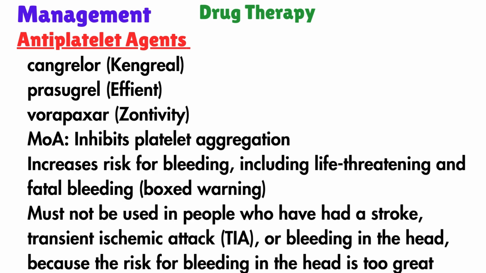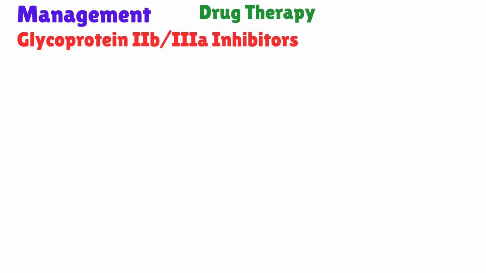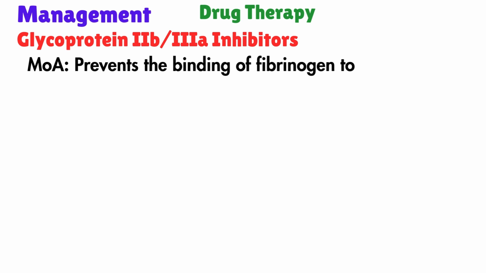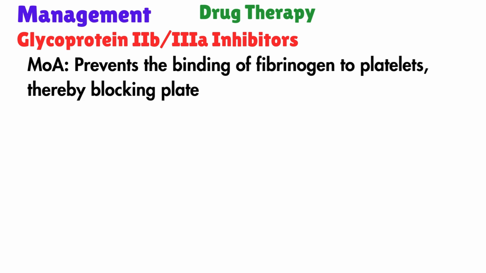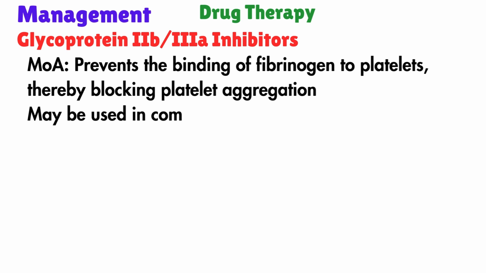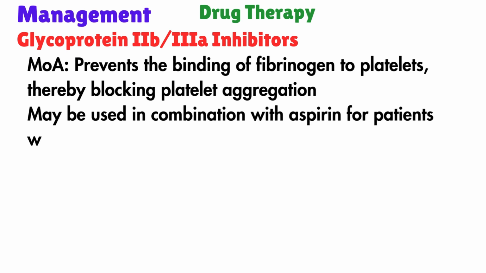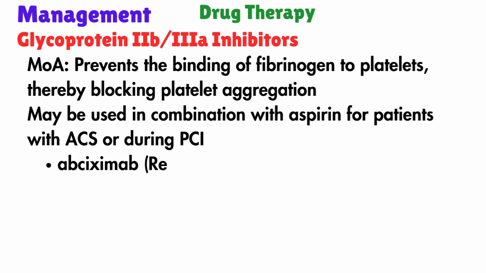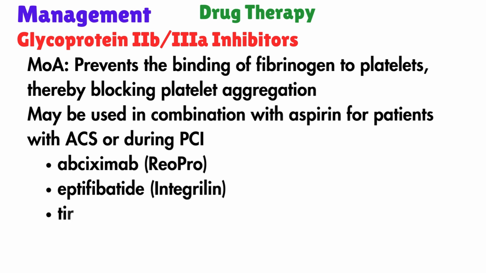Cangrelor, prasugrel, or ticagrelor are different antiplatelet drugs. These drugs inhibit platelet aggregation. Next drug of choice is glycoprotein 2B/3A inhibitors. It prevents the binding of fibrinogen to platelets, thereby blocking platelet aggregation. It may be used in combination with aspirin for patients with ACS or during PCI. The examples are tirofiban, eptifibatide, abciximab.